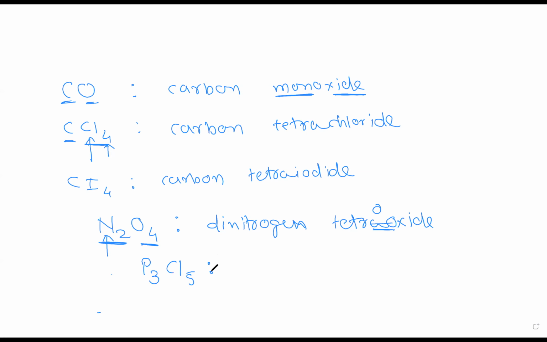If you have something like this, P3Cl5, how are you going to name the first one? Triphosphorus. Everybody get it? Because there are three, we have to use the prefix tri. Phosphorus, P is phosphorus, so just name it as an element, phosphorus.